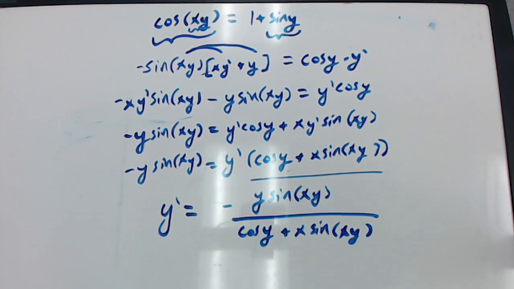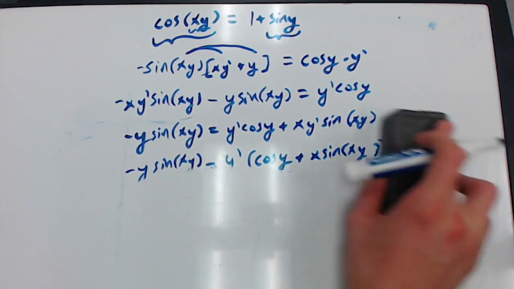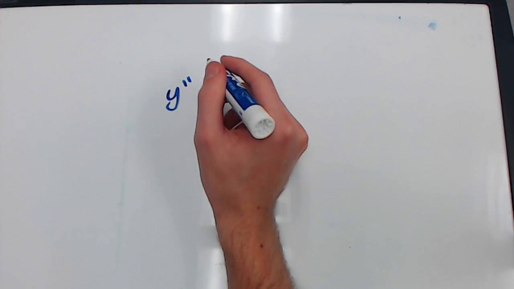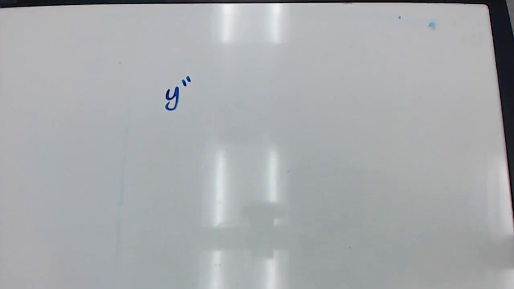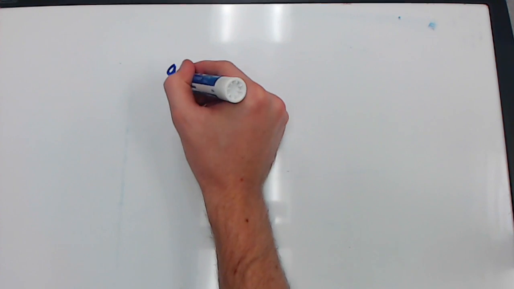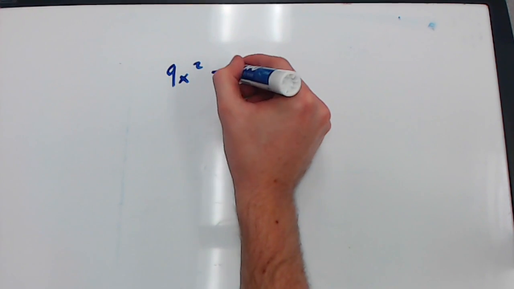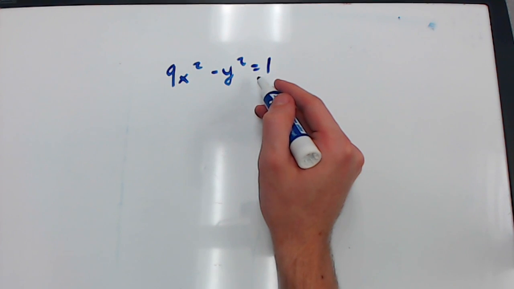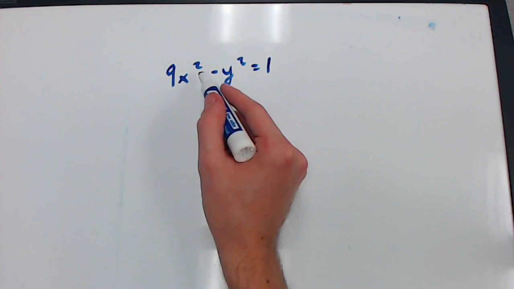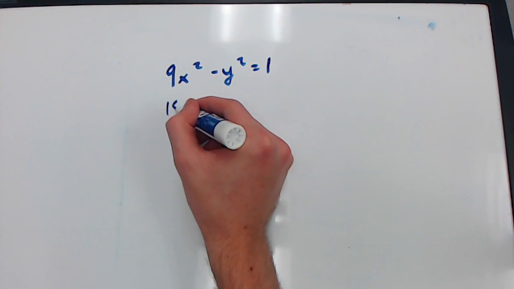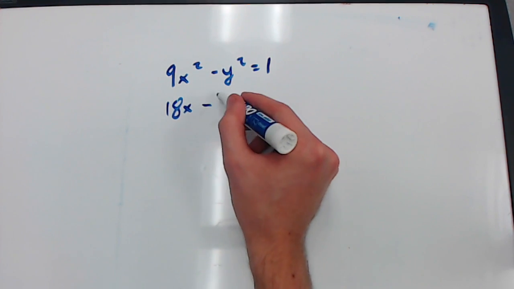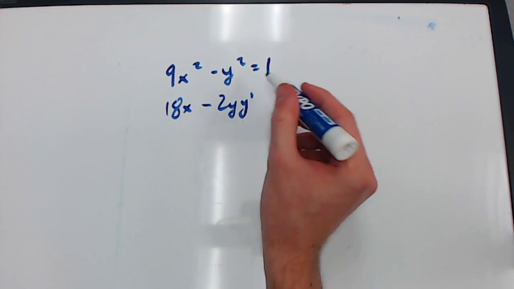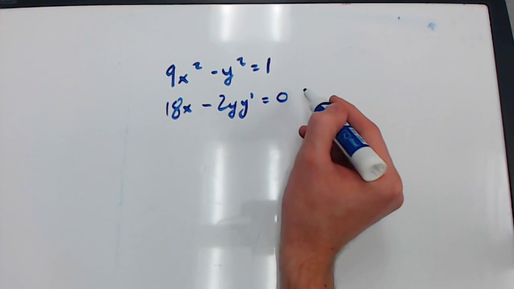Now, when taking and solving for the second derivative, in other words, y double prime, things are a little bit trickier. So let's take 9x squared minus y squared is equal to 1 for an example. Okay, so we're going to execute our first derivative. So we bring down that 2. We're going to have 18x minus 2y prime. Remember that chain rule is equal to 0.